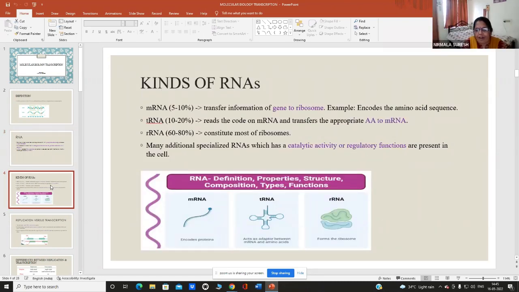These are the different types of RNAs. mRNA, 5 to 10%, transfers the information of the gene to the ribosome. It is a template for protein synthesis. We can always say mRNA is a template for protein synthesis. tRNA reads the code on mRNA and transfers the appropriate amino acid, AA for amino acid, to mRNA, and rRNA constitutes most of the ribosomes. Many additional specialized RNAs which have catalytic activity or regulatory functions are present in the cell.